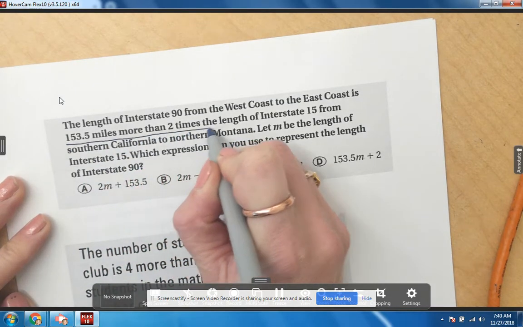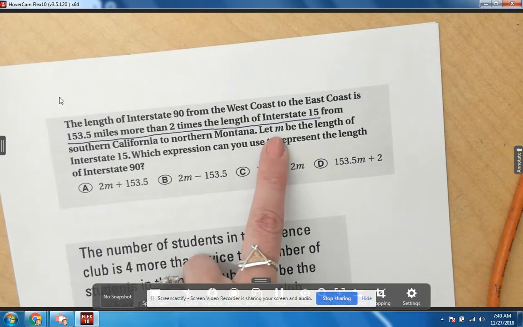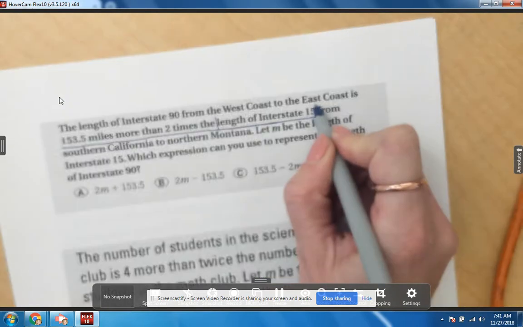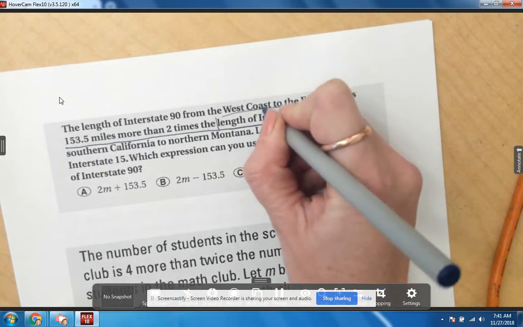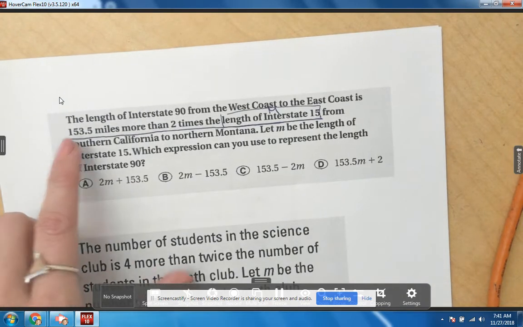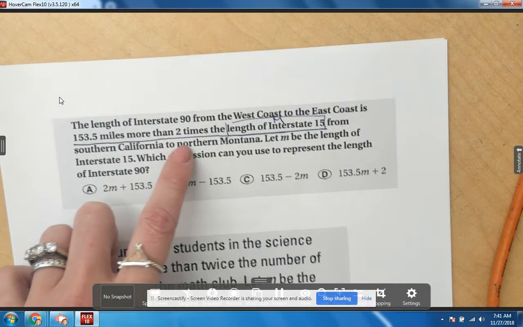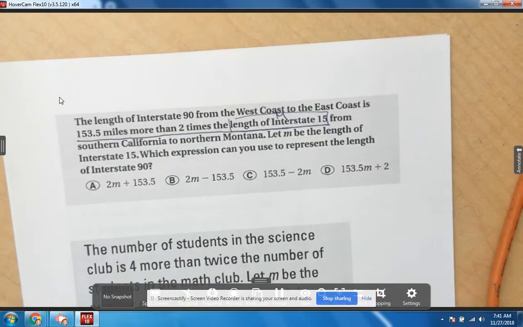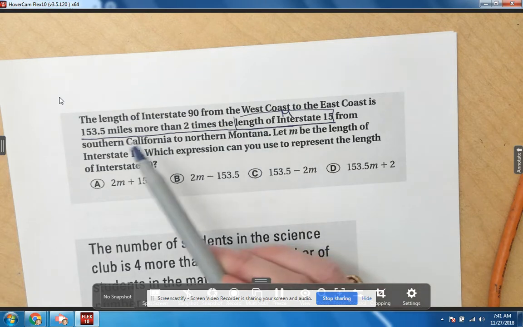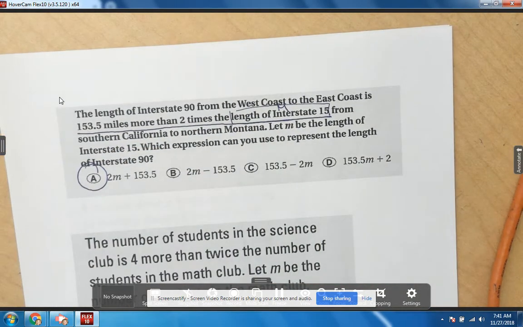153.5 miles, more than 2 times the length of Interstate 15. They're telling us to let M be the length of Interstate 15. So this entire part here is going to be the letter M. Okay, so now we have to figure out how we would word this. So 153.5 miles, more than means plus, 2 times M. So we're looking for which one has 2 times M, adding 153.5 to it. So that would be answer A.